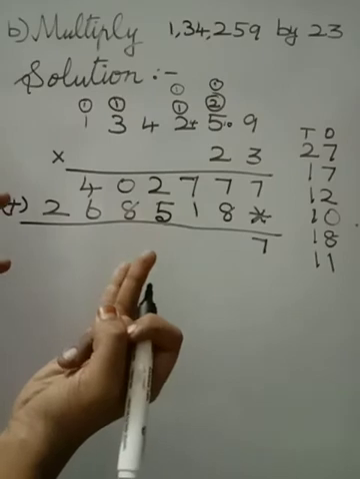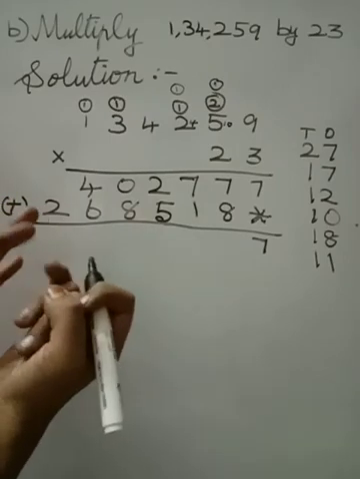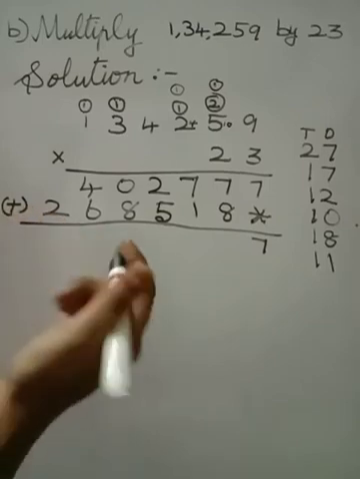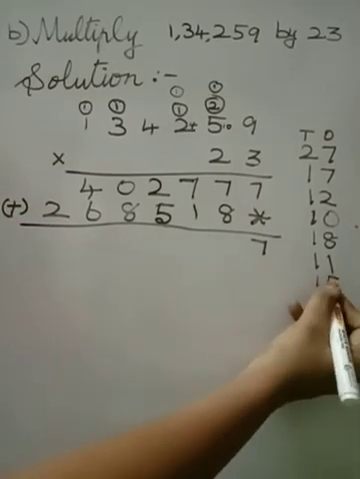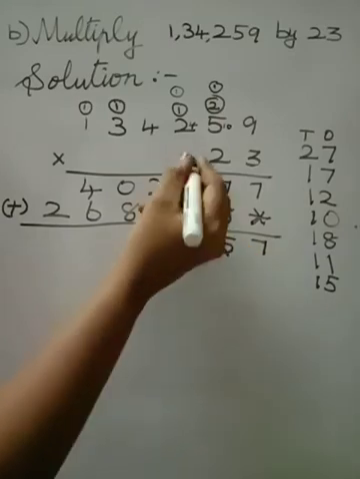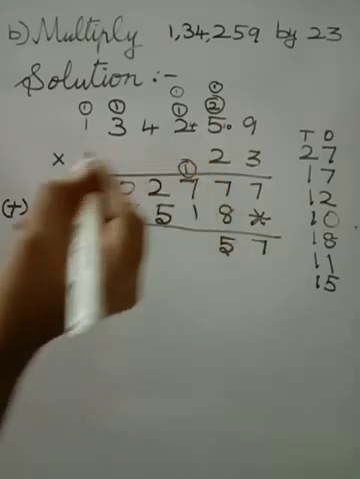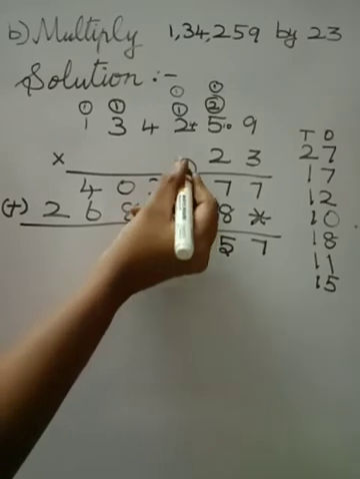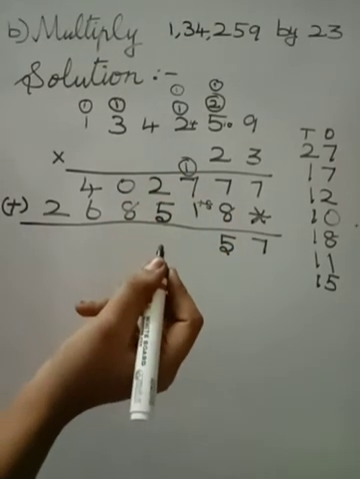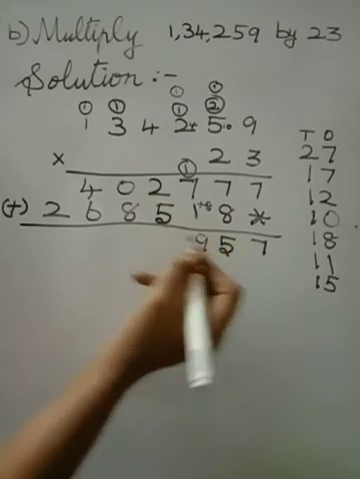7 in the fingers, 8 after, 9, 10, 11, 12, 13, 14, 15. So you are getting a 2-digit number. So the ones place number 5 and the tens place number 1 in the carryover. Next, 7 plus 1, 8. 8 plus 1, it is 9.